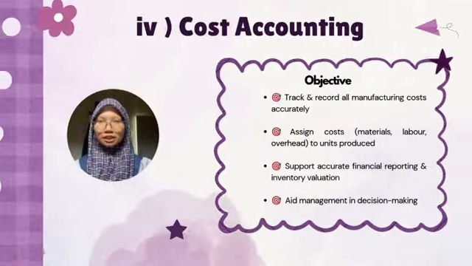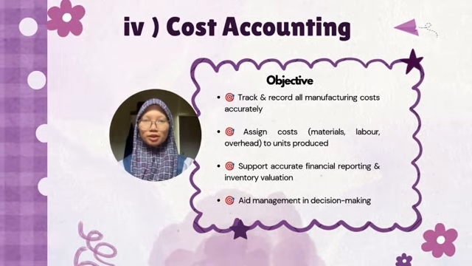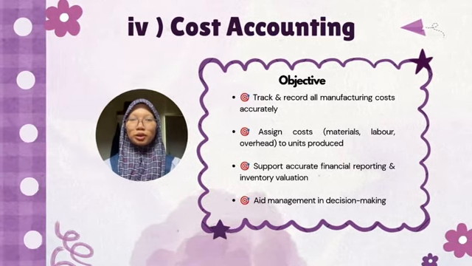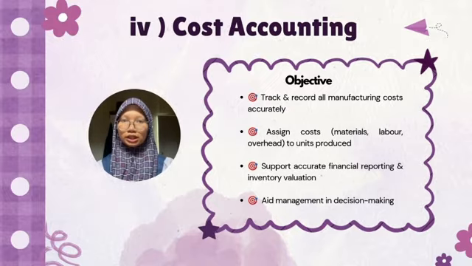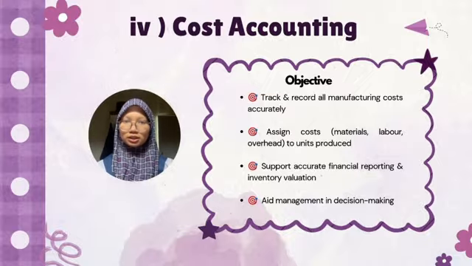So now we move on to the last and final basic activity in the production cycle, which is cost accounting. The main objective of cost accounting is to track and record all manufacturing costs accurately. This includes assigning costs such as direct materials, direct labor, and manufacturing overhead to the units produced. It also supports accurate financial reporting and inventory valuation, and most importantly, it aids management in making informed decisions such as pricing strategies, budgeting, and identifying the root causes of rising production costs at Prime Can Industries.